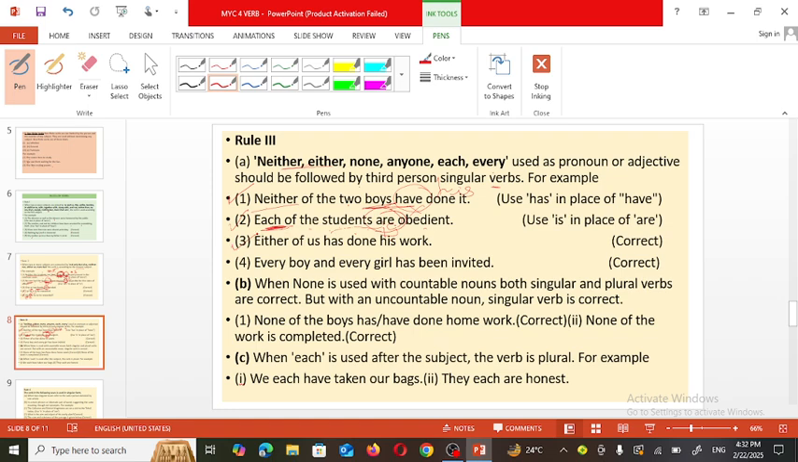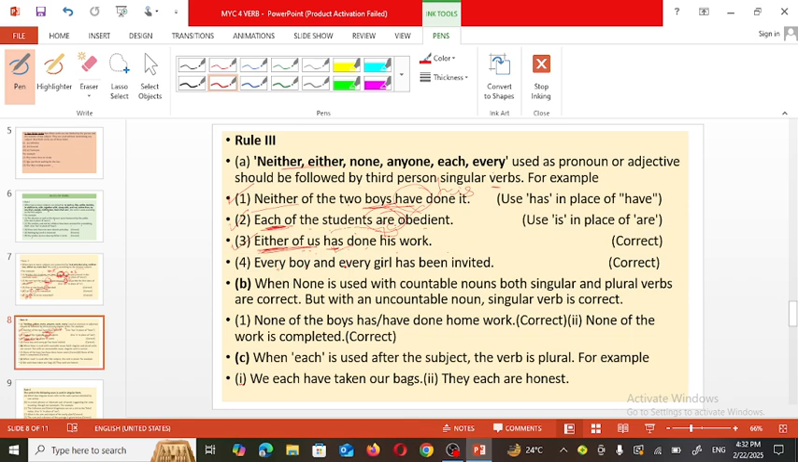Next one. Either of us has done this work. Either of us means anyone from us has done this work. Us is a plural form, but when we use this word, it means any one person from among us has done his work. And that's why it is singular. While considering the third person as singular, we have selected the verb has, and this is the correct one.